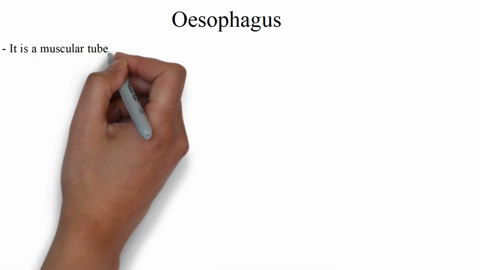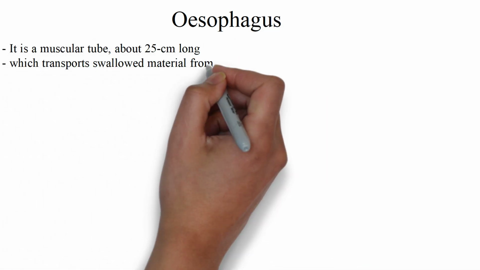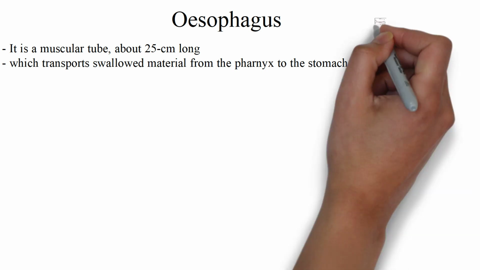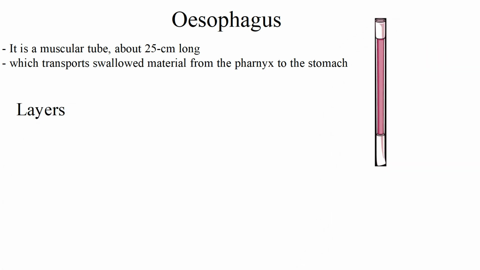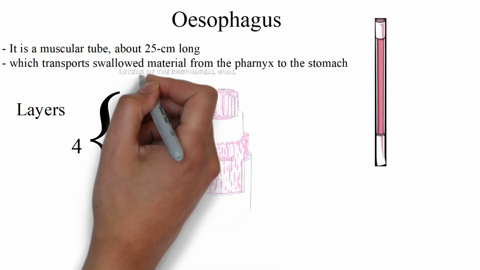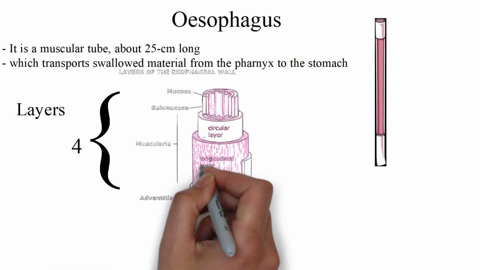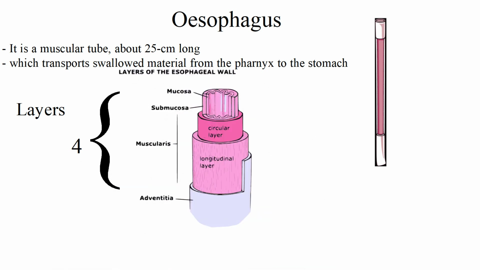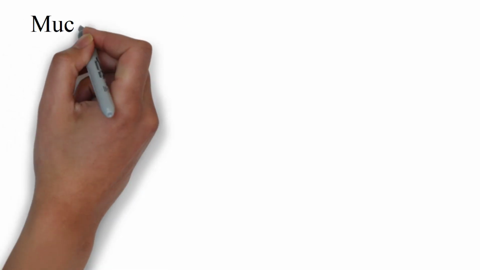The esophagus is a muscular tube which transports the swallowed material from the pharynx to the stomach. It mainly consists of four layers: mucosa, submucosa, muscularis, and adventitia, as you can see in the image. We will discuss each layer one by one and the cells each layer contains.